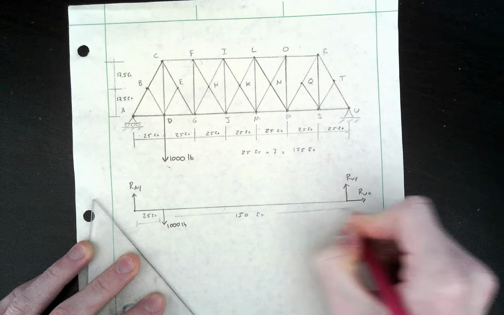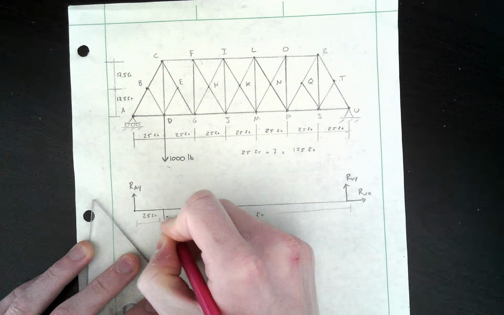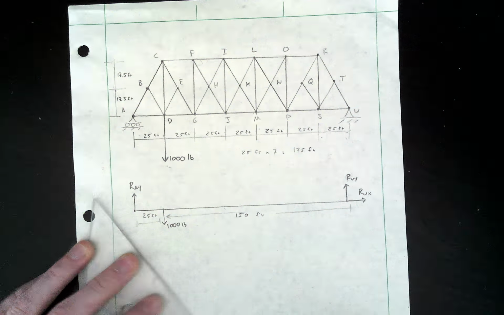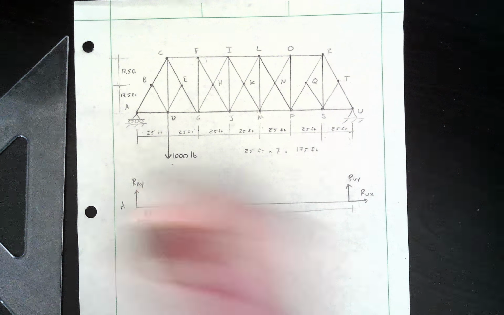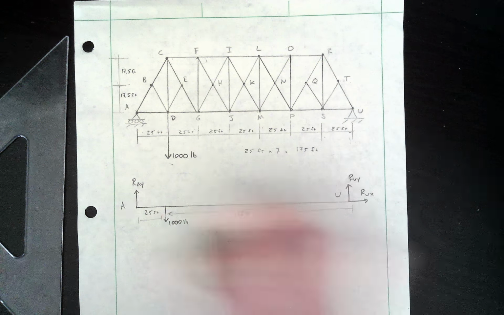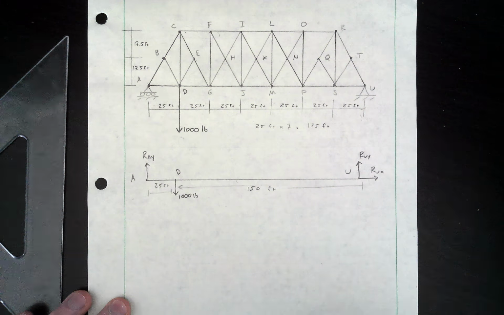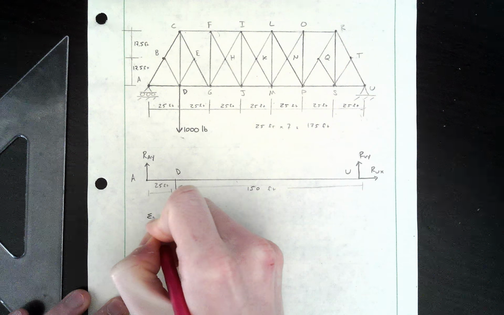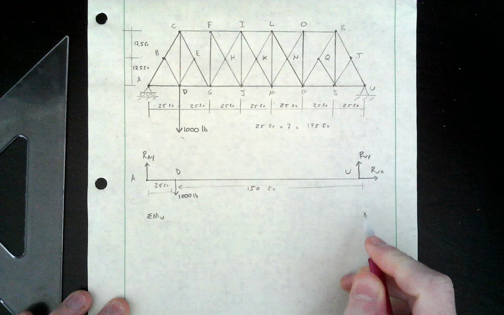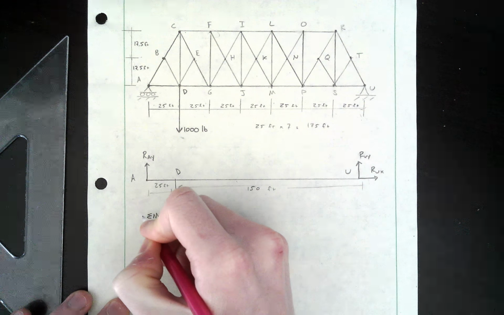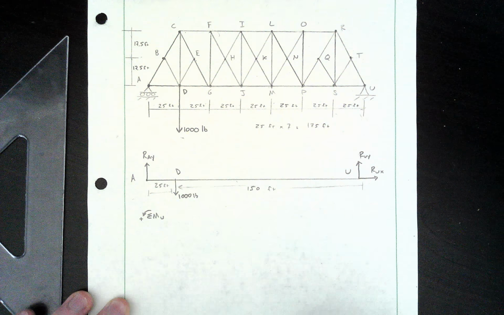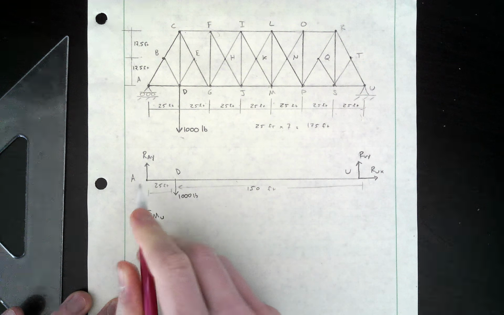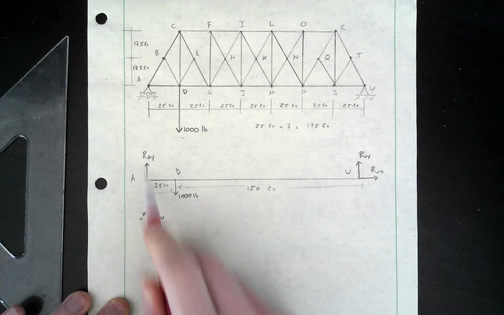And we treat this as a simple finding-the-reactions problem. So we're going to take the moments. So this is point A, this is point U, and this is point D. So we're going to sum the moments about point U. So we're going to say the sum of the moments about U is, we'll take positive to be counterclockwise.